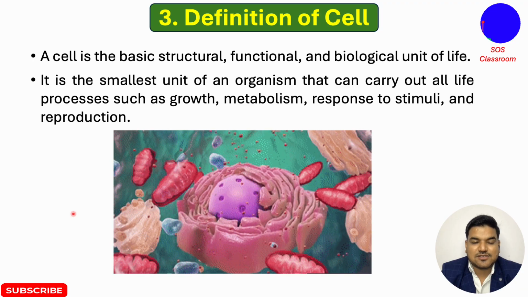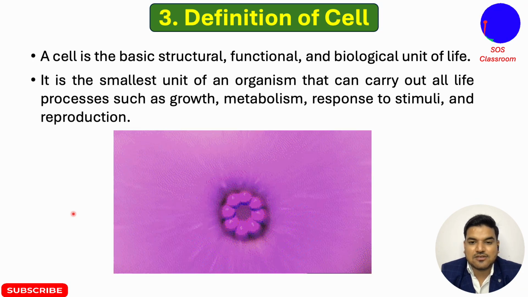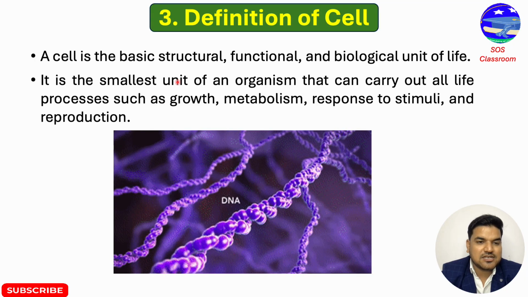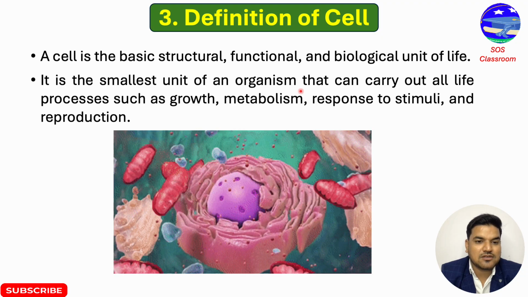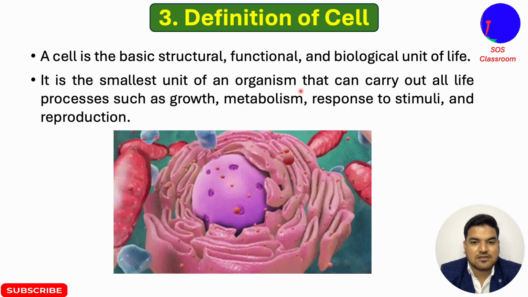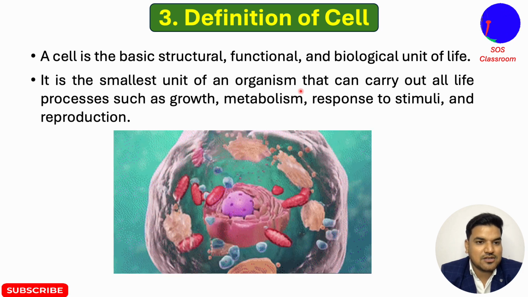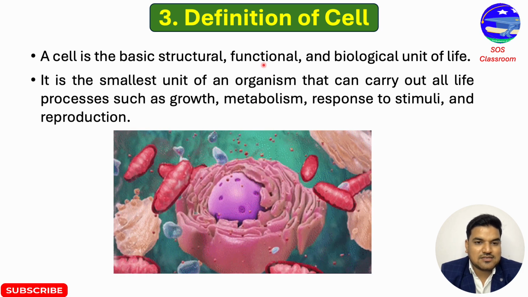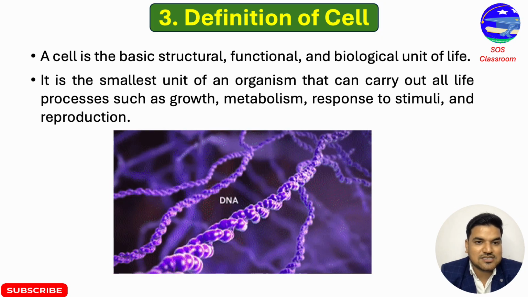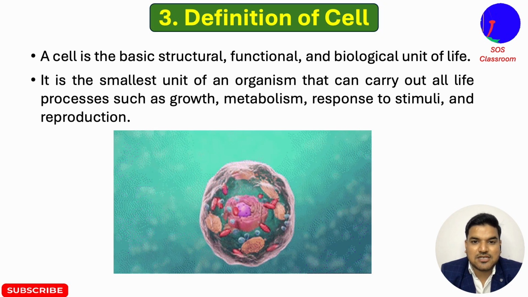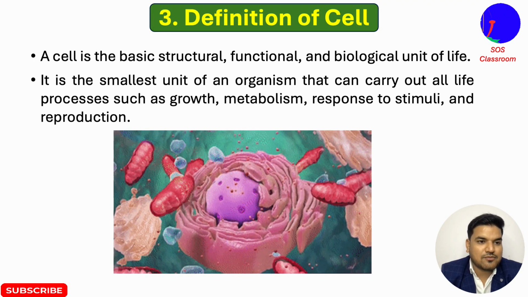Next, the definition of cell. A simple definition is that the cell is the basic structural, functional and biological unit of life. Structurally means different types of cells mix together to form tissue, tissues form organs, organs form systems, and different systems together form the body, the organism. Functional means different types of cells together carry out different functions inside the body. And biological unit of life means different types of metabolic activity are done inside your body.